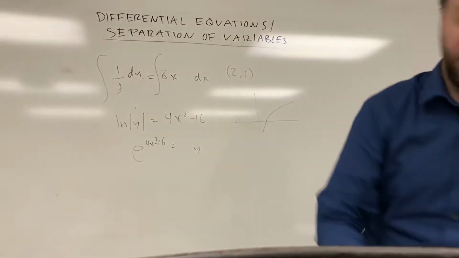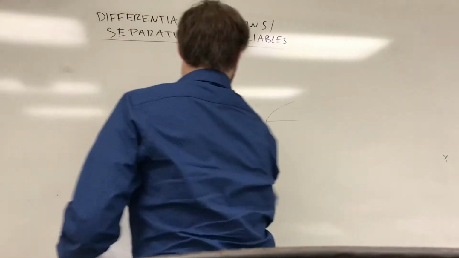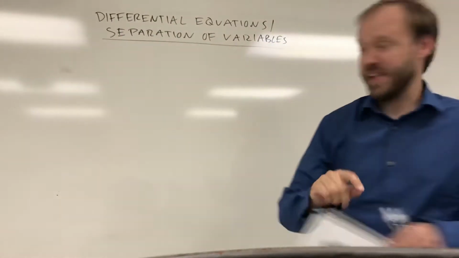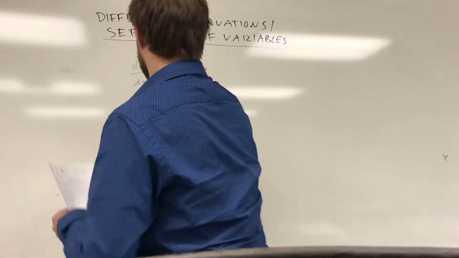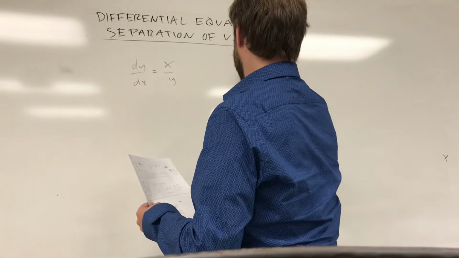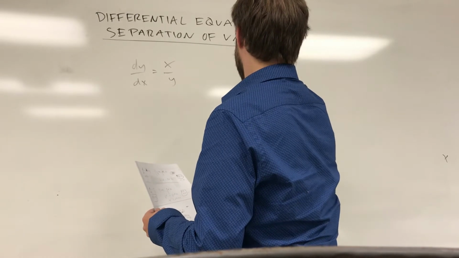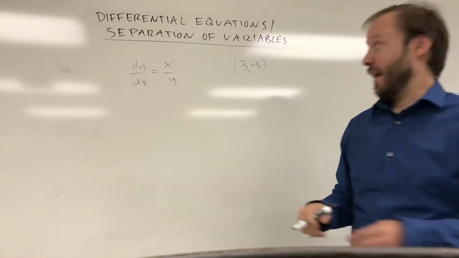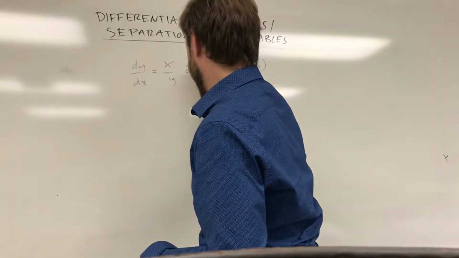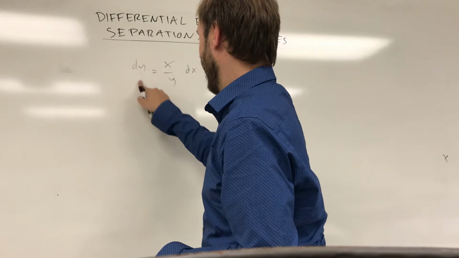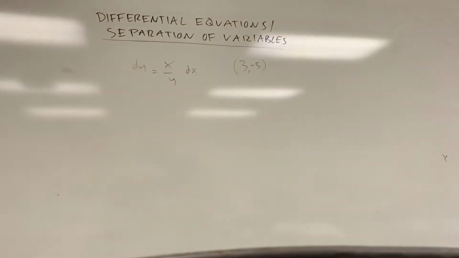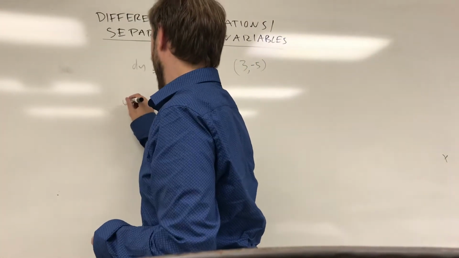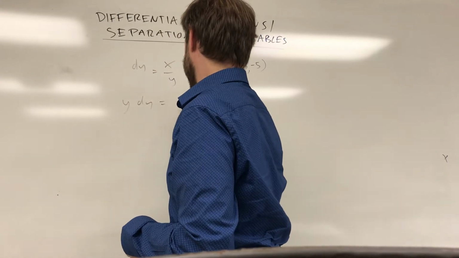All right, let's take a look at a second one here. Let's do dy/dx is equal to x over y. Okay, and let's say it goes through the point (3, -5). All right, again, multiply both sides by dx. We've got that out of there. Notice that x is being divided by y, so you're going to need to multiply by y. Multiply both sides by y, you're going to end up with y dy is equal to x dx, okay?